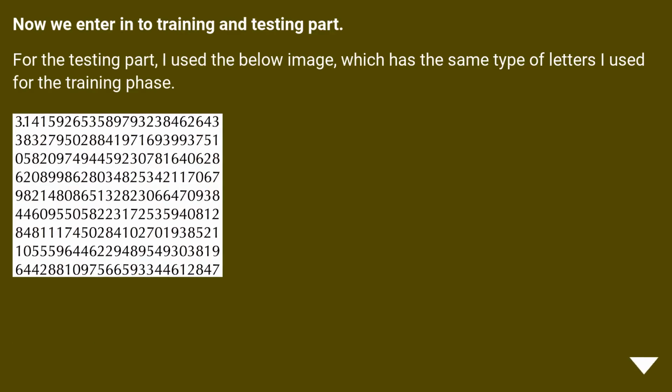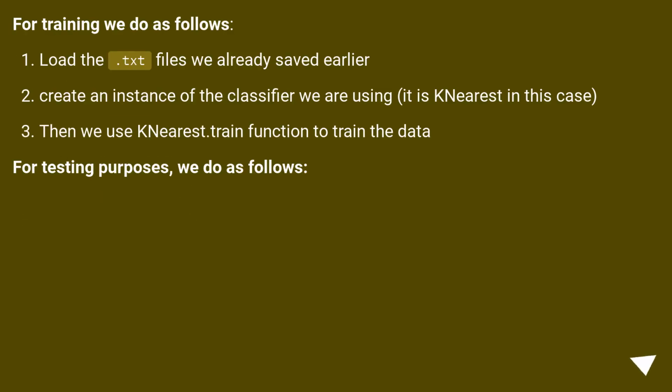Now we enter into the training and testing part. For the testing part, I used the below image, which has the same type of letters I used for the training phase. For training we do as follows. Load the .txt files we already saved earlier, create an instance of the classifier we are using, it is KNearest in this case, then we use the KNearest.train function to train the data.